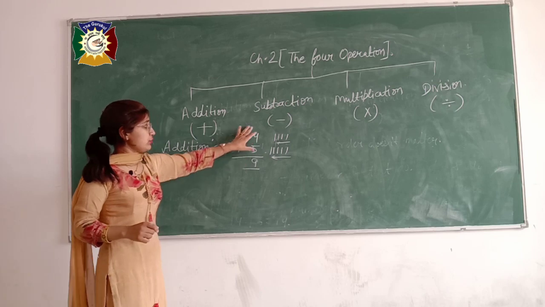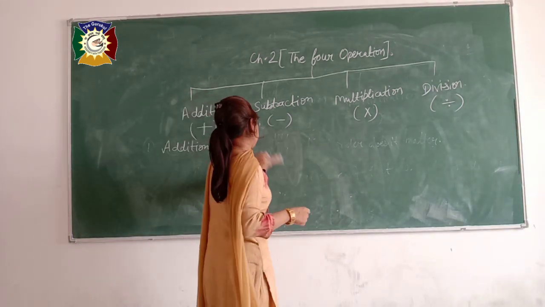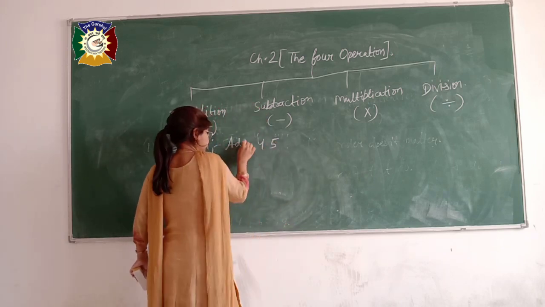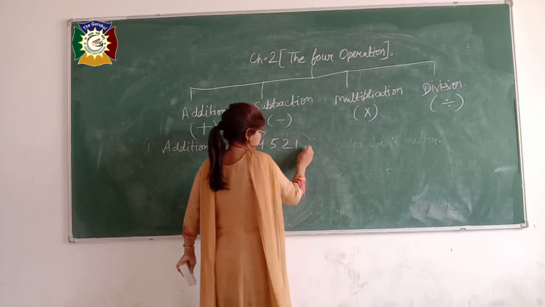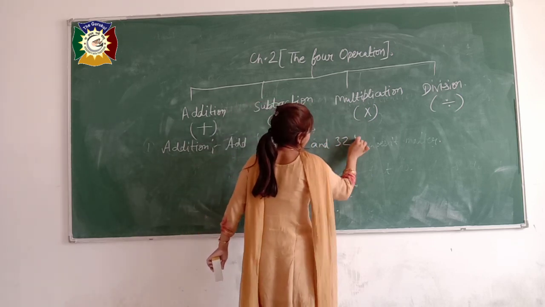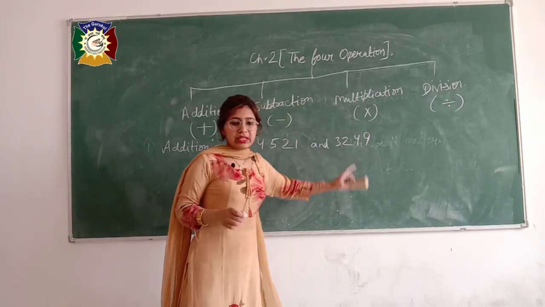As you are doing addition for the smaller numbers, the same you have to do with your larger numbers. Like the number is 4521, add this and 3249. If I said add this and this, then what do you have to do?